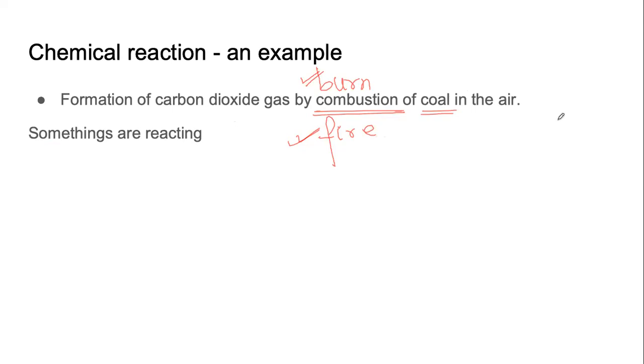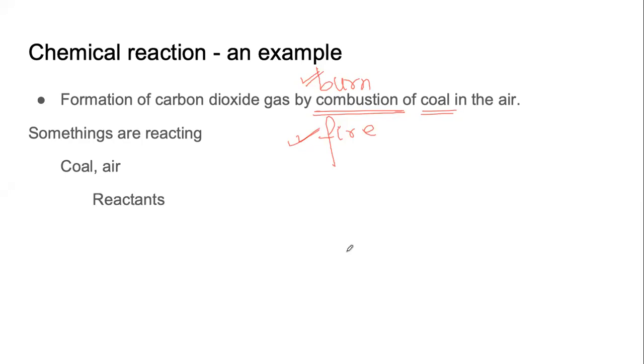Two things are reacting. Chand is saying carbon. Can you see carbon anywhere in the sentence? No. We have carbon dioxide, we have coal, we have air. We don't have carbon. The two things are, Alfia correct, one is air and the other one is coal. So coal and air are reacting, and all the things that react are called reactants.